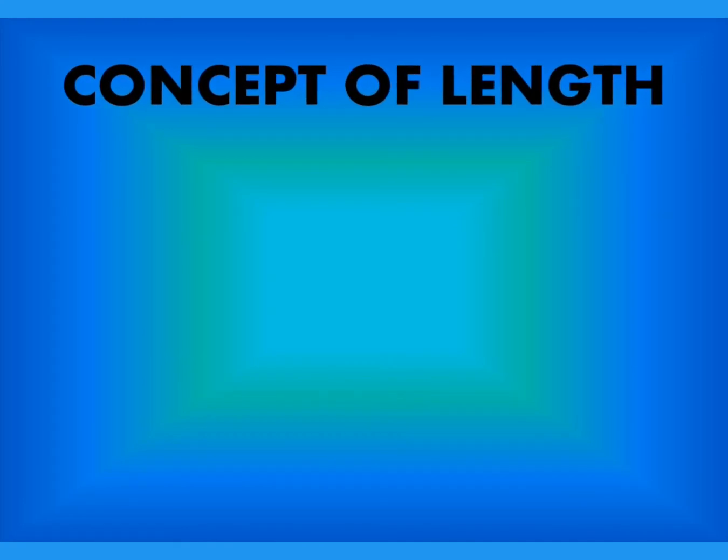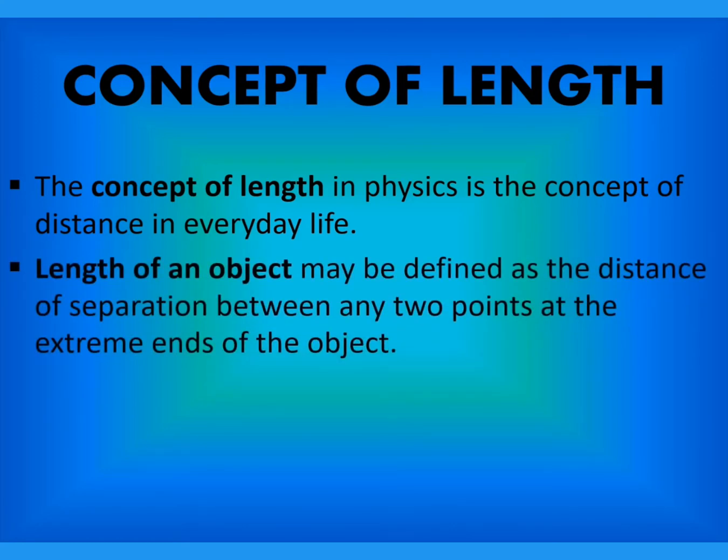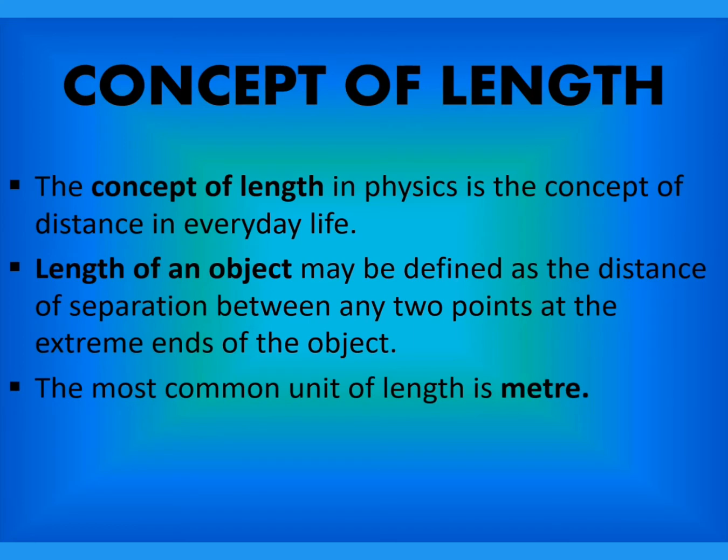Now let's know about the concept of length. The concept of length in physics is the concept of distance in our everyday life. Length of an object may be defined as the distance of separation between any two points at the extreme ends of the object. The most common unit of length is meter, which is represented by small m.